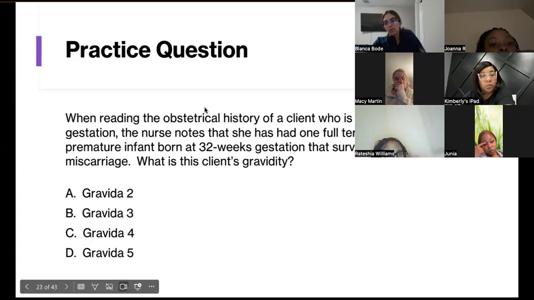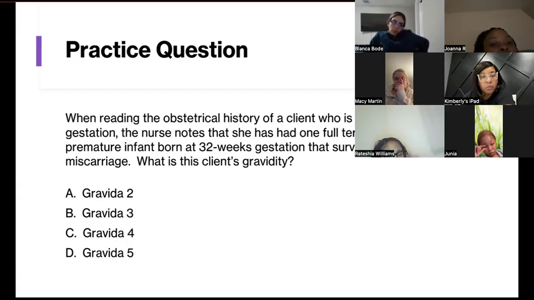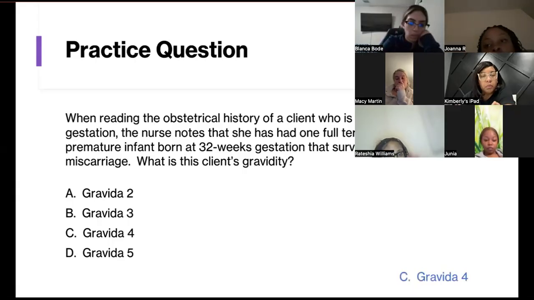When reading the OB history of a client who is currently at 36 weeks gestation, the nurse notes that she has had one full-term infant, one preterm infant born at 32 weeks gestation that survived, and one miscarriage. What is her gravidity? How many times has she been pregnant? 4. Yes, because we need to count the pregnancy that she currently has. So yeah, she is a G4.